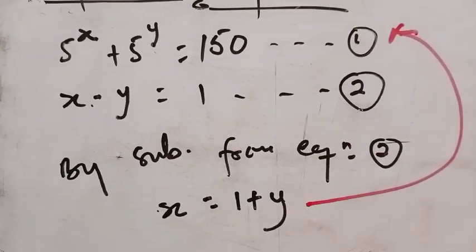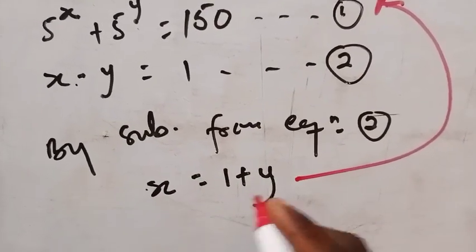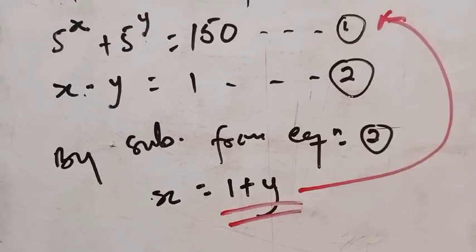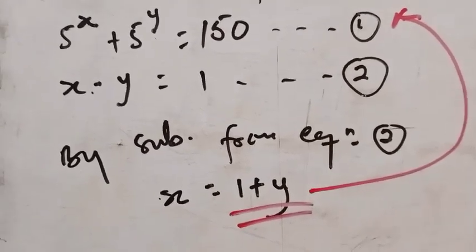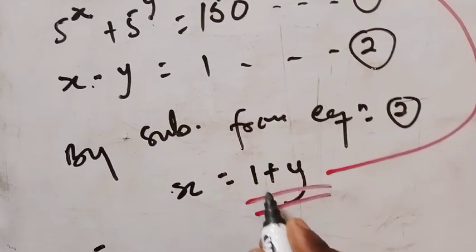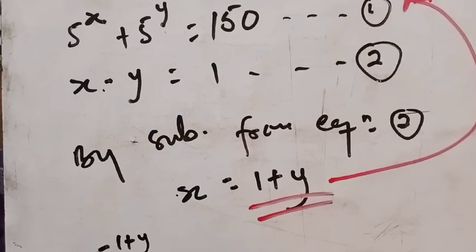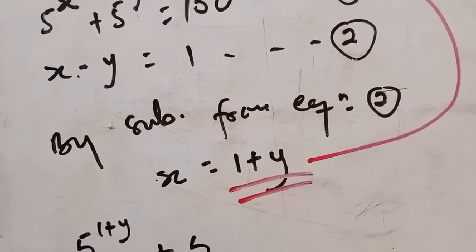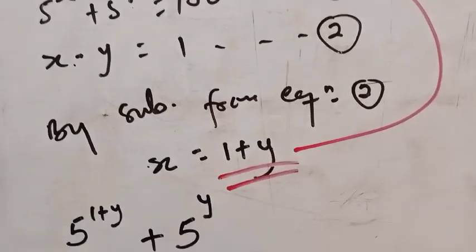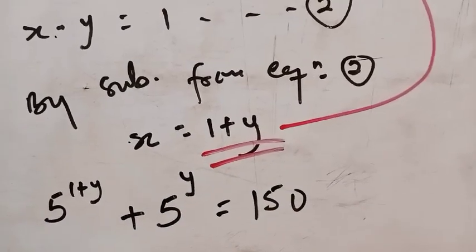So what that means is that wherever you see the x here, we are going to replace it by 1 plus y. So here we are going to have 5 raised to the power (1 plus y), plus y times 5 raised to the power y, and everything is equal to 150.